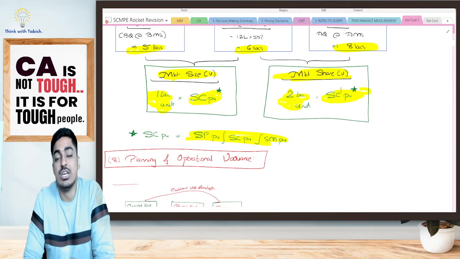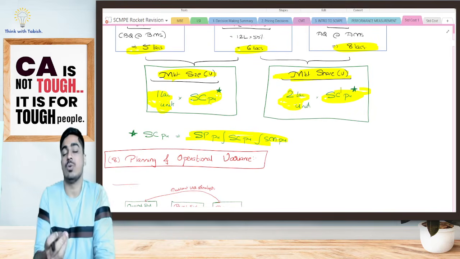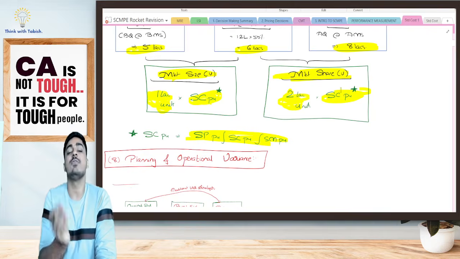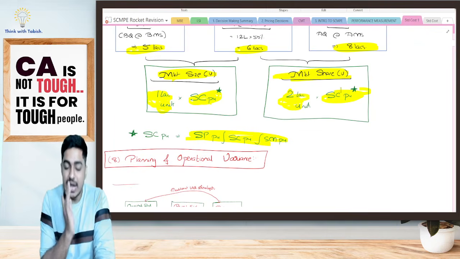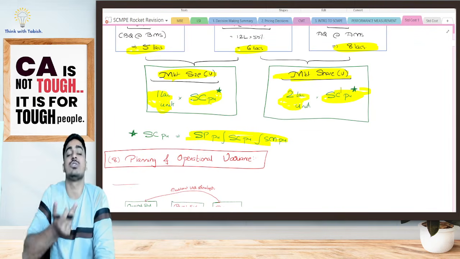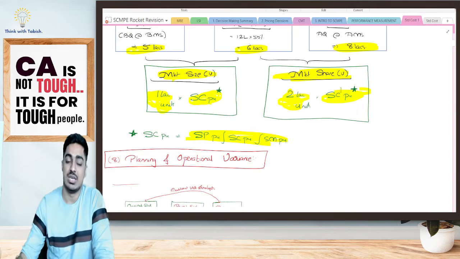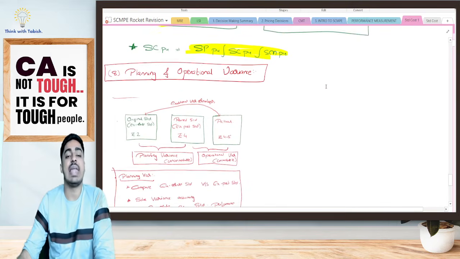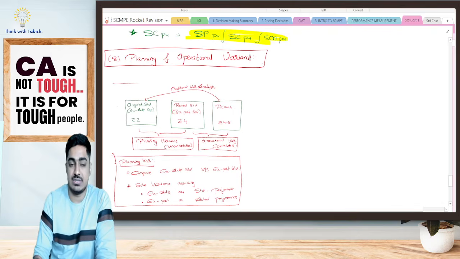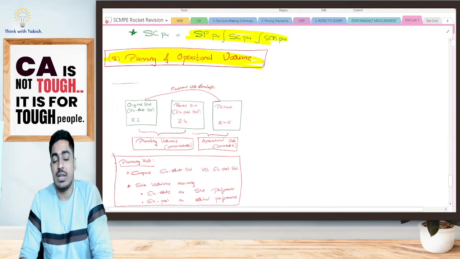Is it clear, students? Do not unnecessarily complicate. Now look at this. Even without any formula, we have developed the answer. It's just about understanding the pulse, what this concept is trying to tell. That's all, students. Now finally, we have planning and operational variance. What is it trying to tell, students?